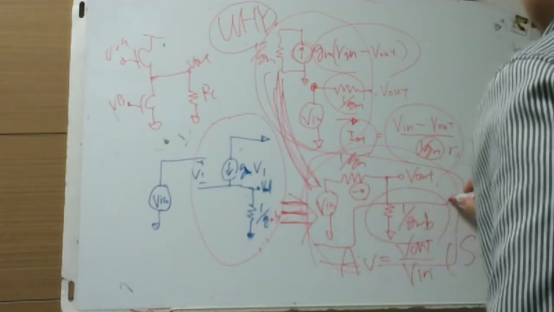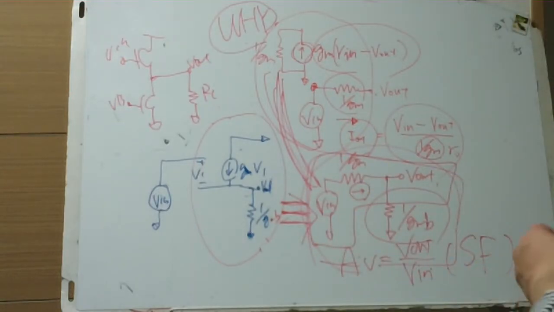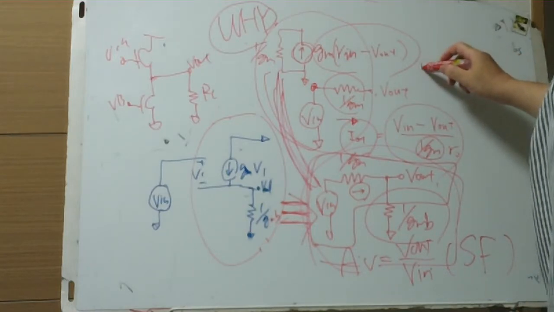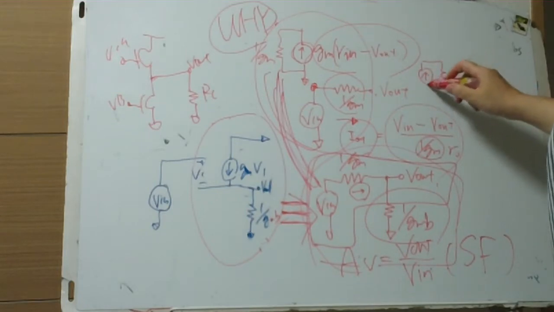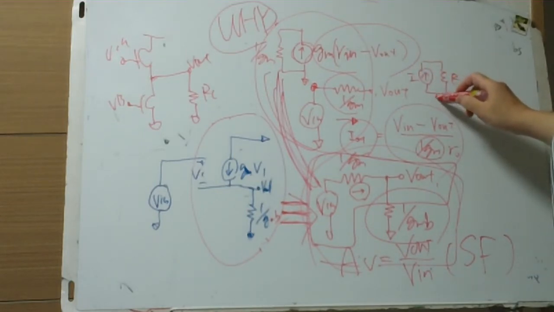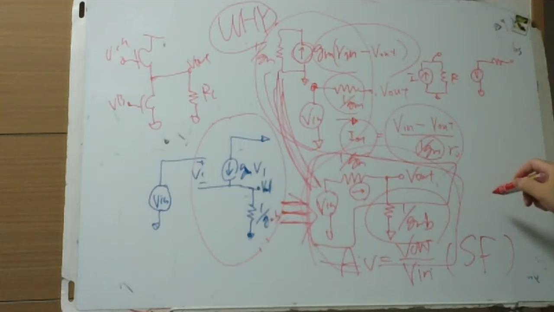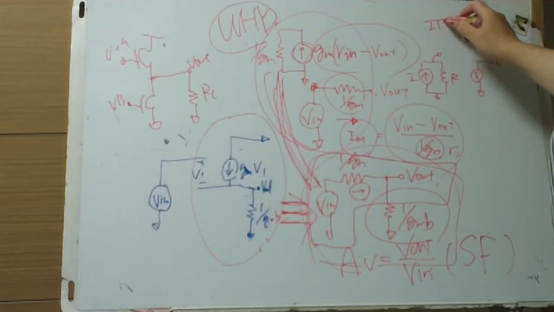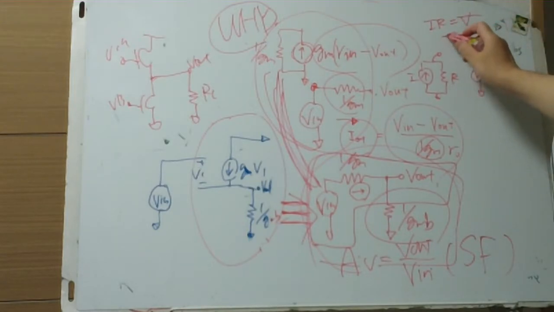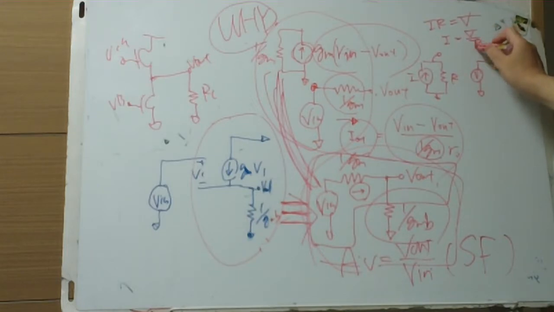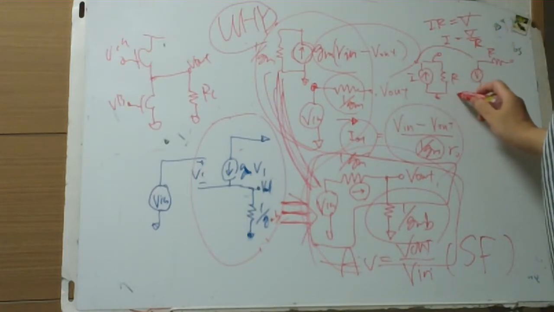In loaded cases, we need this. So maybe my lack of knowledge is making myself complicated, but the usual Thevenin equivalent has IR, this is the output node, and VR, this is the output node, and I equals V over R.